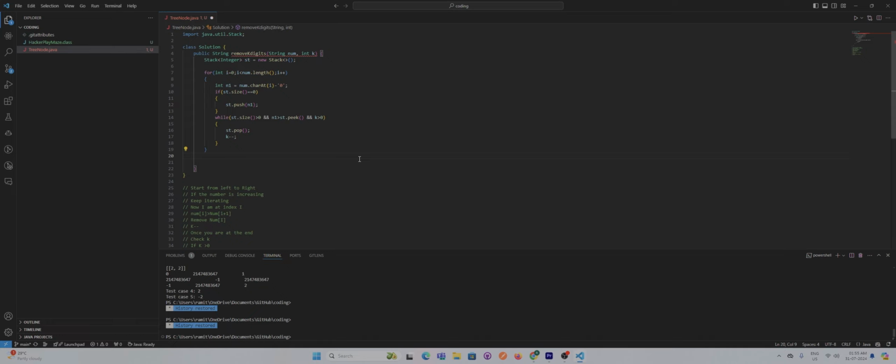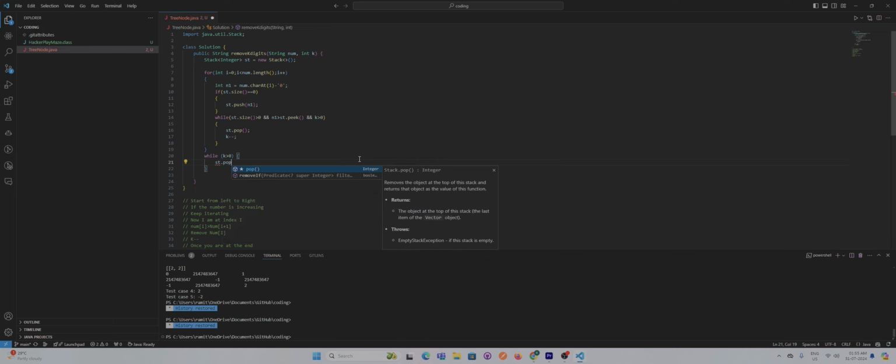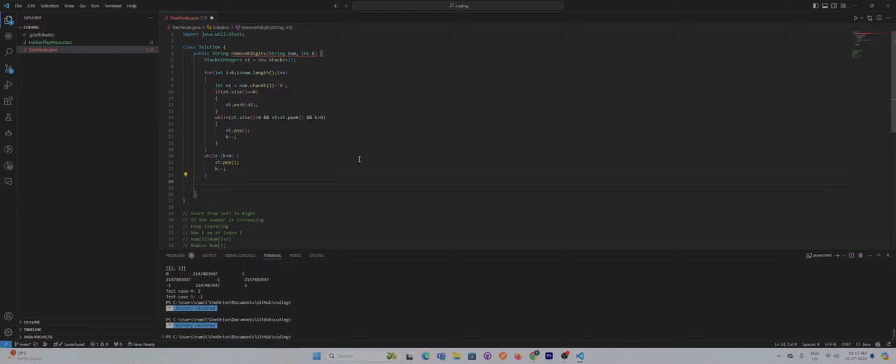Now what I'm going to do, if k is greater than 0, while k greater than 0, if k is still greater than 0, then I'm going to just keep doing an st.pop and k minus minus, until k is no longer greater than 0. Now string res equals to, there's a good probability there will be errors, so we'll solve it together.